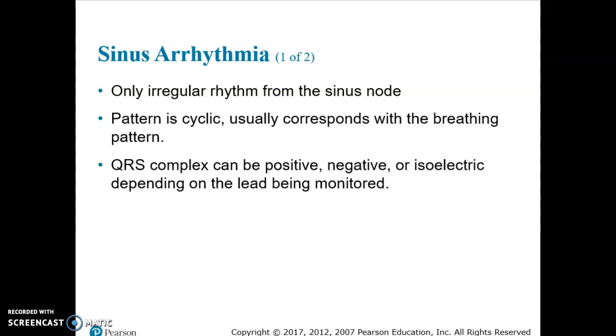Chapter 7, Video 3. Now we're going to talk about a sinus arrhythmia. The key word here is sinus. We know it originates in the sinus node. However, with that being said, we have some differences here. One of the main differences is an arrhythmia is an irregular rhythm. So it's originating in the sinus node, but it's irregular, okay?